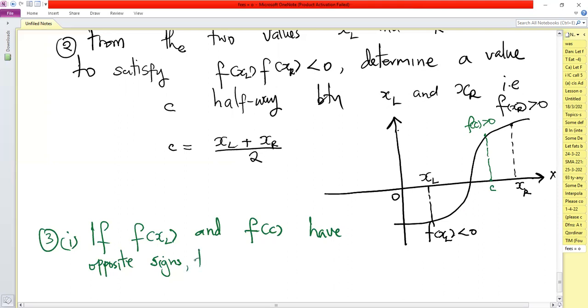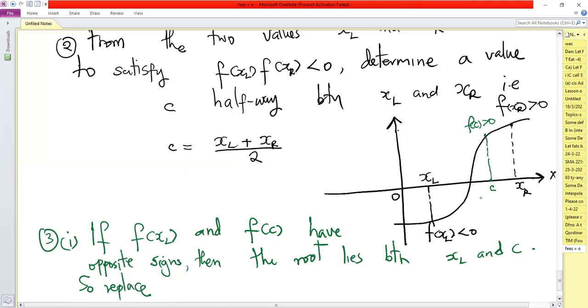Then the root lies between XL and C. So replace XR by C and repeat step 2.